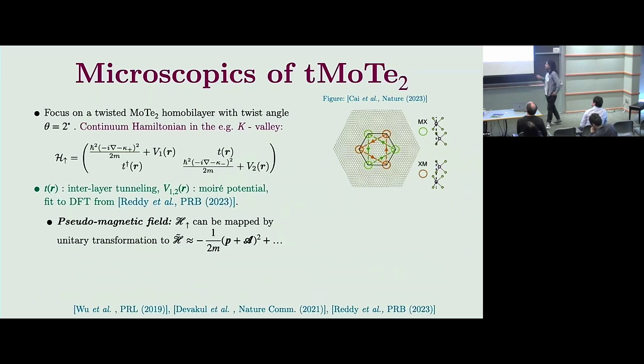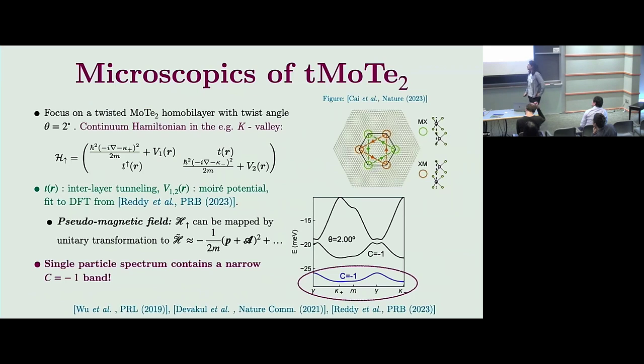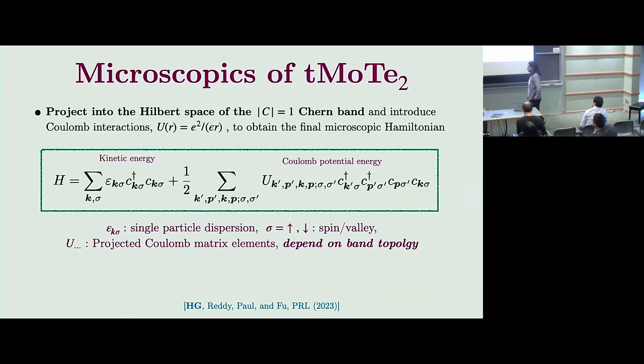And it turns out that if you take this continuum model and you do an adiabatic mapping, you can actually rewrite it in some approximation as this usual p plus A squared Hamiltonian, in keeping with having this pseudo-magnetic field picture. And when you look then at the resulting single particle spectrum, I emphasize for just this free theory, you get a Chern -1 band shown here. All right, so now we want to look for quantum Hall, and in particular, we want to look for the composite Fermi liquid.